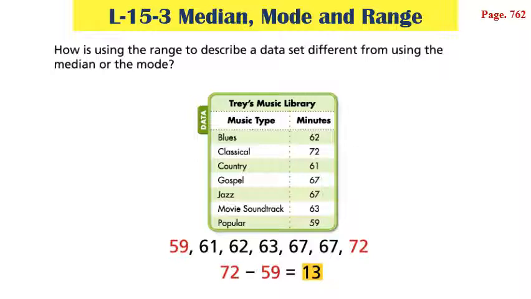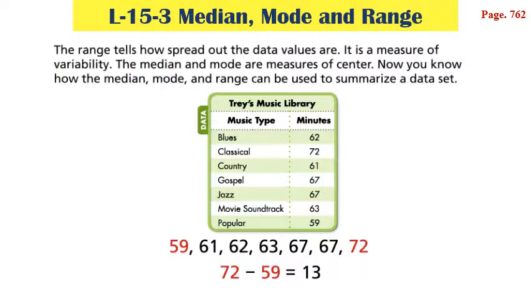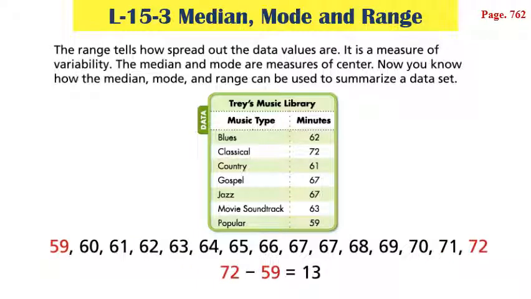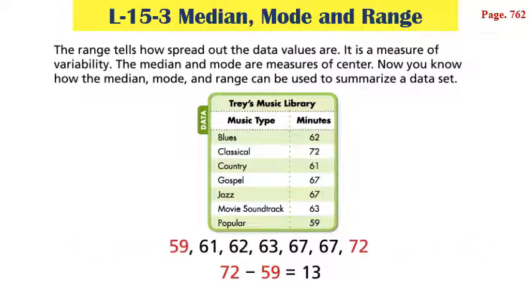How is using the range to describe a data set different from using the median or the mode? The range tells how spread out the data values are. It is a measure of variability. The median and mode are measures of center. Now you know how the median, mode, and range can be used to summarize a data set.